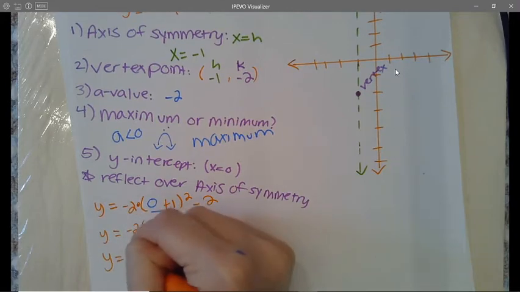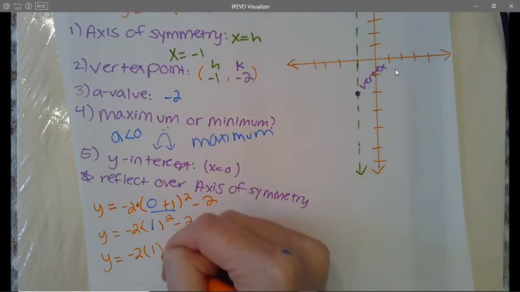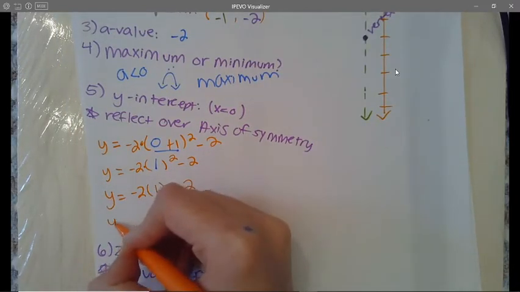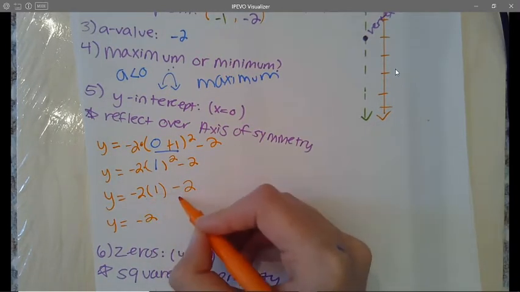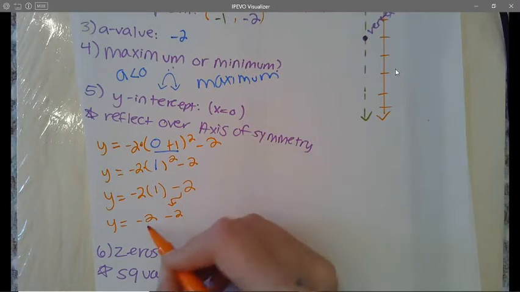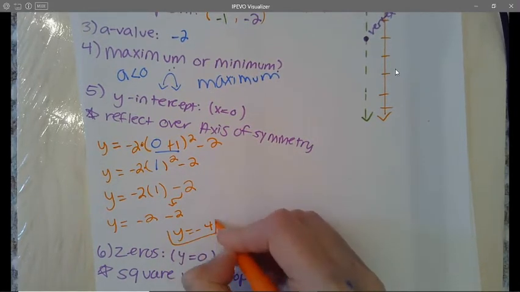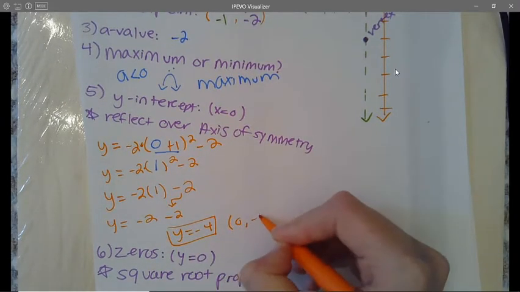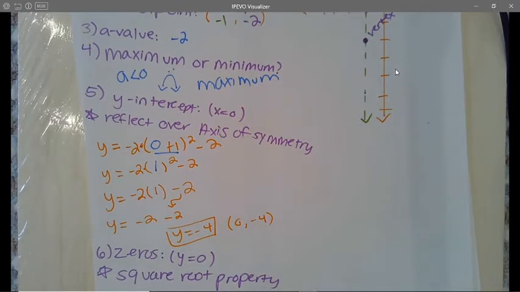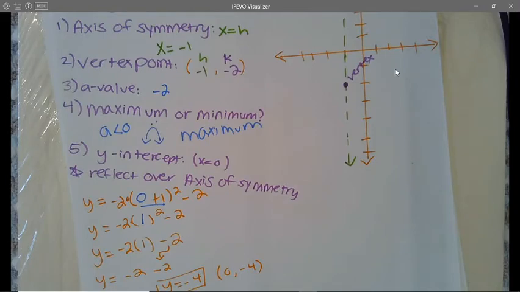All right, so we have negative 2 times 1 squared. 1 times 1 is 1, minus 2. So negative 2 times 1 is negative 2. And then we're going to bring on down this minus 2. And negative 2 minus 2 more is negative 4. So my y-intercept is where y is negative 4, which is the point 0, negative 4. So my y-intercept is at 0, negative 4.